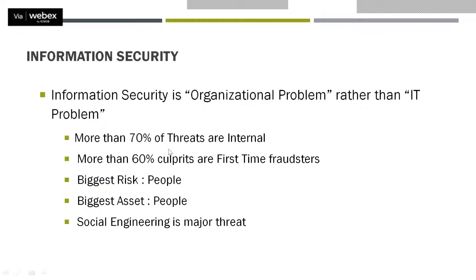Okay, so more than 70% of threats are internal. All this data has been presented based upon past experiences, and this information has been collected from various organizations. So 70% of threats are internal. That means the people who are not aware commit some mistakes, and definitely they go into very serious financial problems and so on.